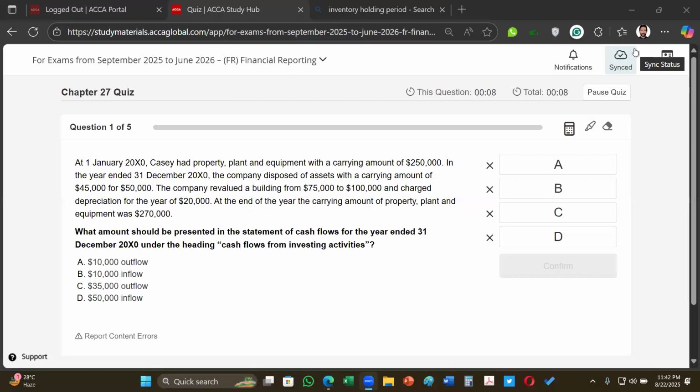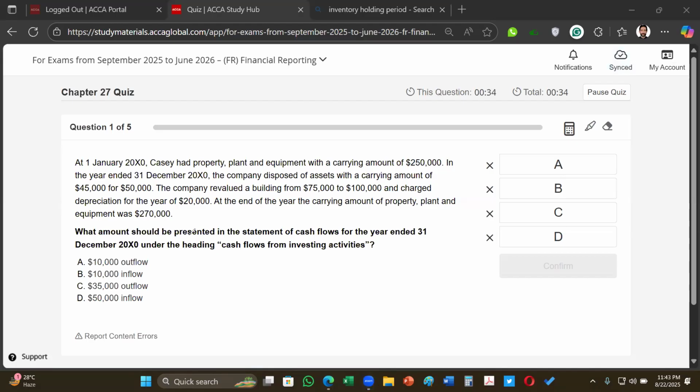So students, we are back and we are going to have an understanding of the last area for the third day of the revision session, that is the statement of cash flows. So these questions are really good ones. Let's understand them and attack them. This is the first quiz for the statement of cash flows.